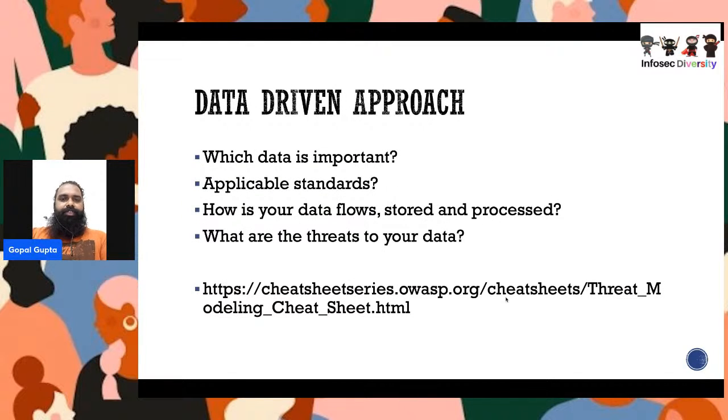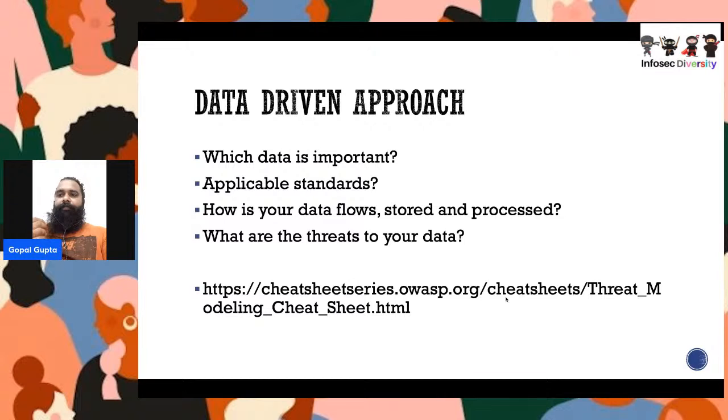So the very first approach is data driven. When you talk about the data driven approach, the key point for your secure code review is data. Which kind of data is there? What is the importance of the data? What are the standards applicable to that data? One example is when you're having credit card data, you'll be more concerned about only the credit card information or the cardholder data. The other things might be secondary for you.